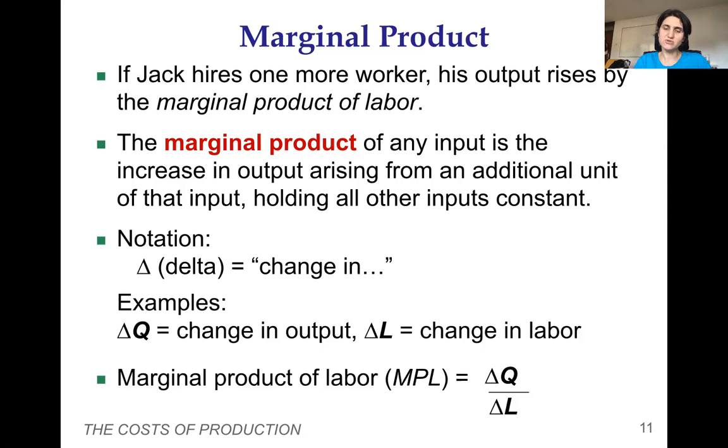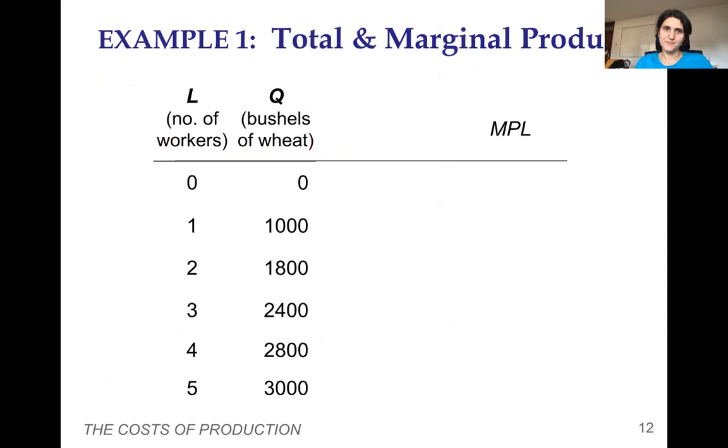The marginal product of any input is the increase in output arising from the additional unit of that input, holding all other inputs constant. Okay, notation is shown by delta, so change in this. Okay, for instance, delta Q means change in output, delta L means change in number of workers, labor. So marginal product of labor is change in output divided by change in labor.